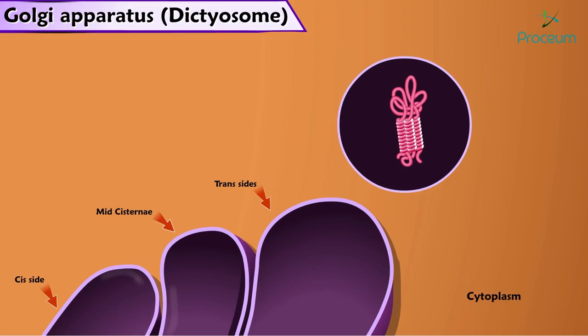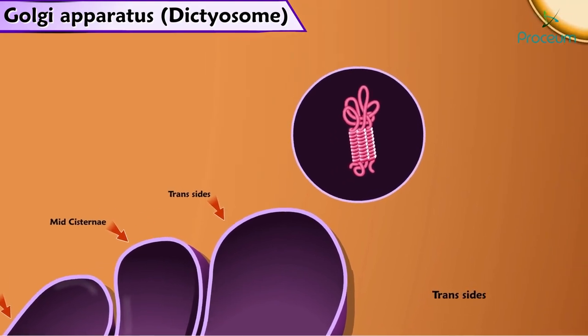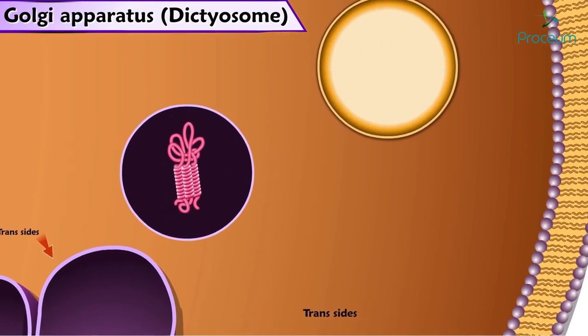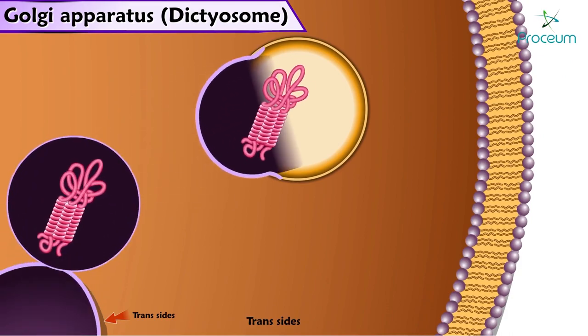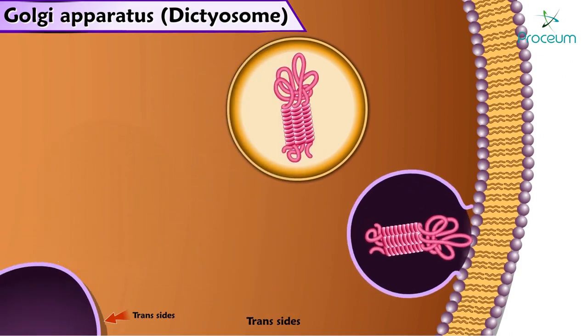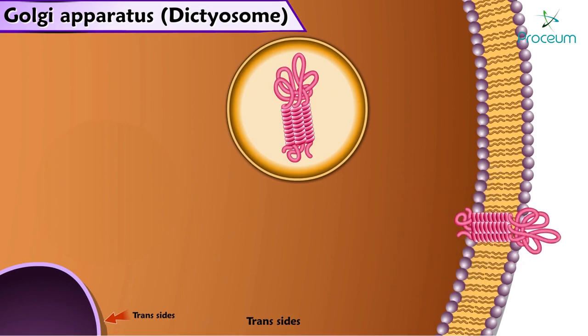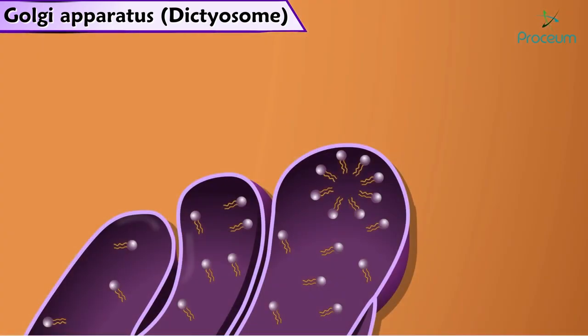From the trans side of the Golgi apparatus, vesicles are detached and sent towards the lysosomes and cell membrane by exocytosis, and membrane proteins are recycled from the plasma membrane by endocytosis. Now let's look at some of the functions of the Golgi apparatus.